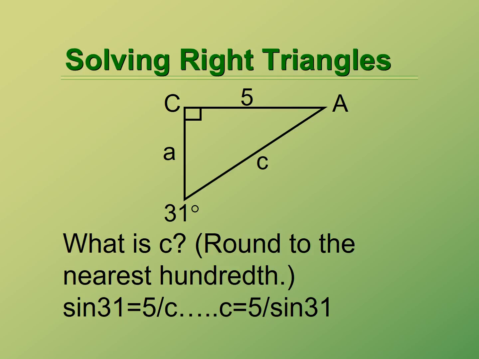So sine of 31 equals 5 over C, which means that C is equal to 5 over sine 31. All I did right here is multiply both sides by C, and I had C sine 31 equals 5, and then I divided both sides by sine of 31, and I got C by itself, equal to 5 divided by sine of 31.